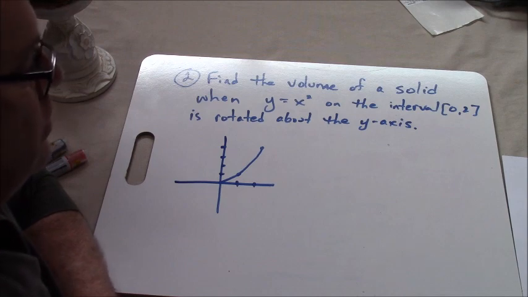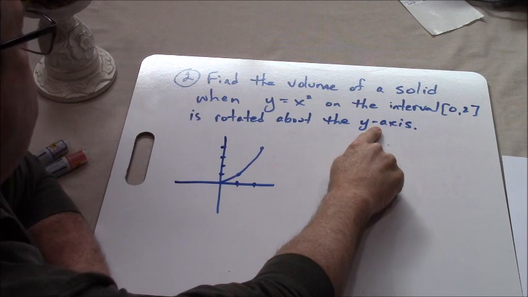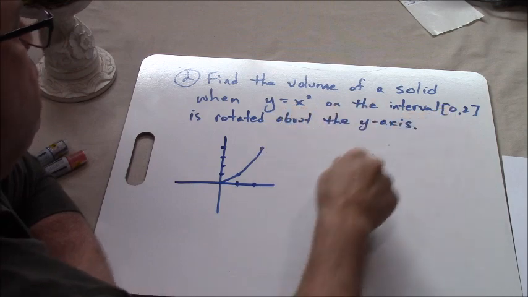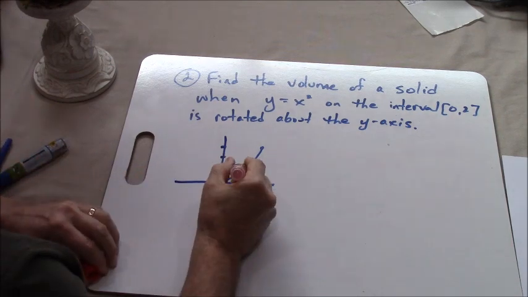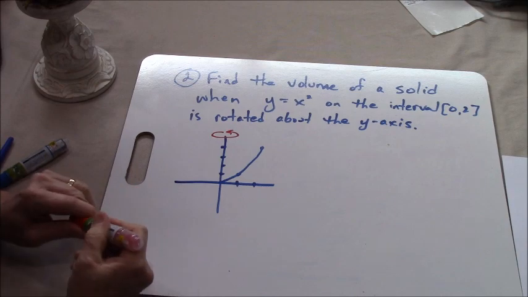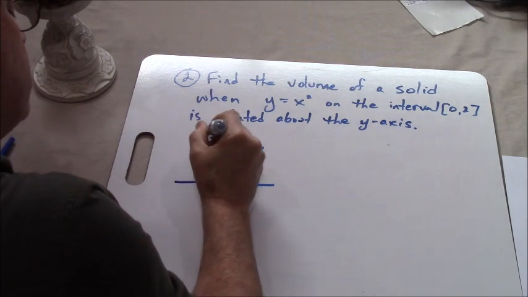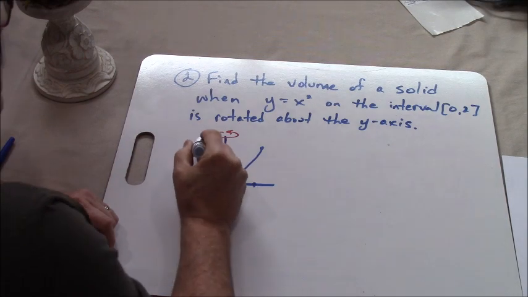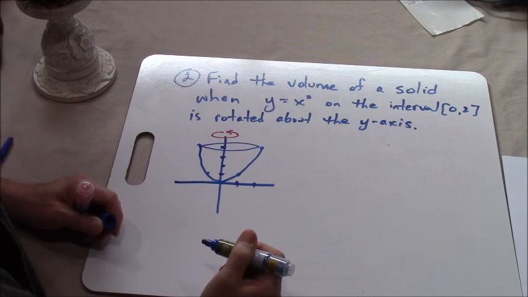All right, so let's do the same problem, except this time let's rotate about the y-axis. So we're still finding the volume of a solid when y equals x squared on the interval 0 to 2 is rotated about the y-axis. So we're going to rotate this equation around the y-axis. And so when I do that, over on this side I would just get the other half of that parabola. If I'm rotating this around, what I get is a picture that this time looks more like a bowl.